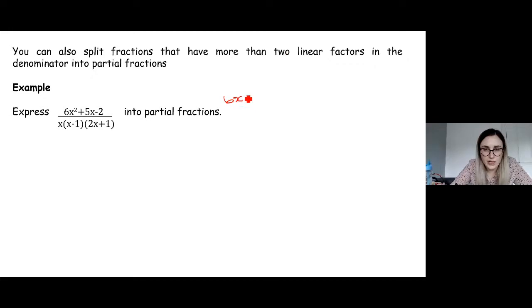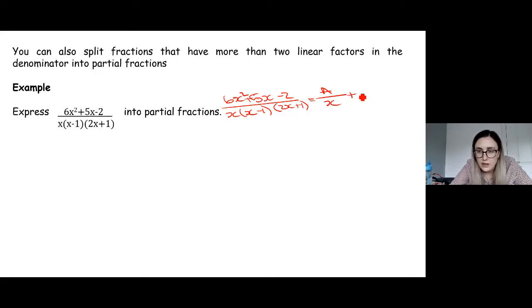We've got (6x² + 5x − 2) over x(x − 1)(2x + 1), and that is going to be equal to A over x, plus B over (x − 1), plus C over (2x + 1). Okay, so now I'm going to do exactly the same. I'm going to multiply by the left-hand side's denominator.